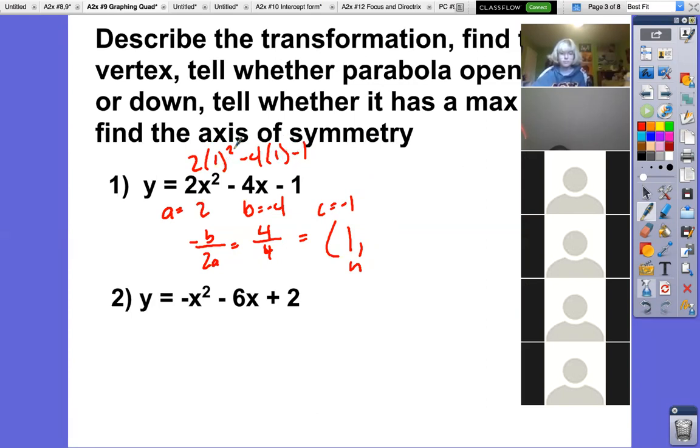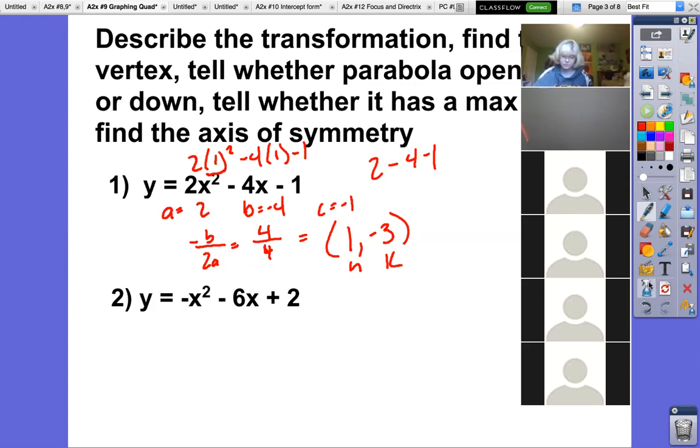You do the squared first. Yeah, you have to do the exponent first. So 1 squared is 1 times 2 is 2. -4 times 1 is -4 minus 1, which makes it -3. Now, I'm going to clean this up, but that's your vertex for number 1, is (1, -3). We'll do this again tomorrow.